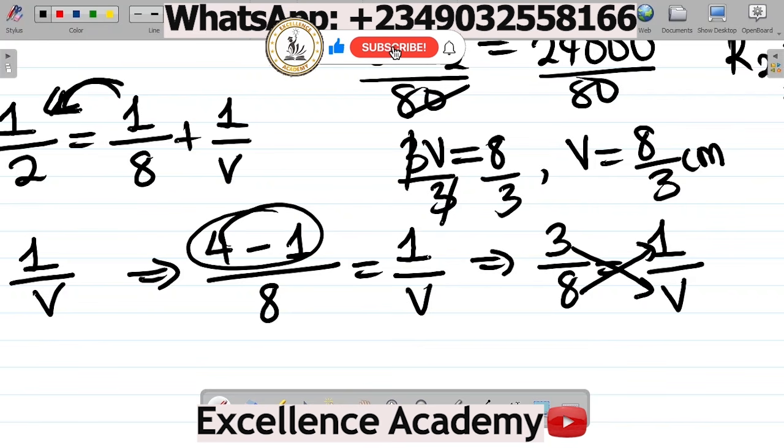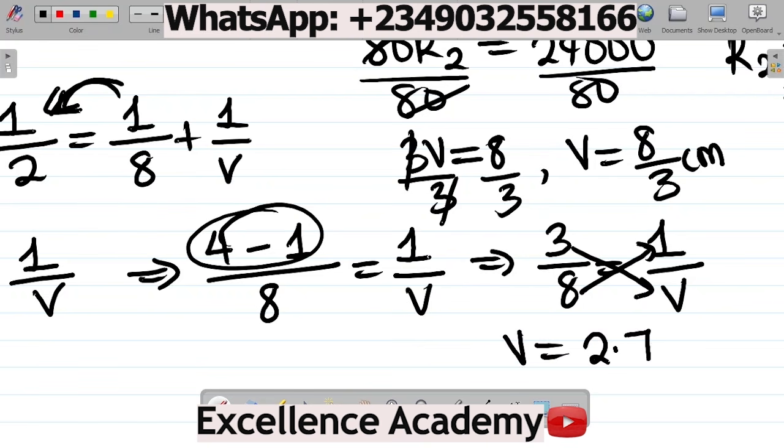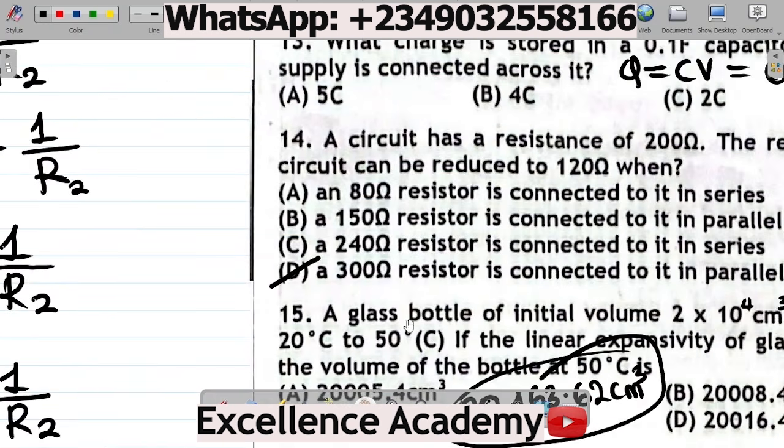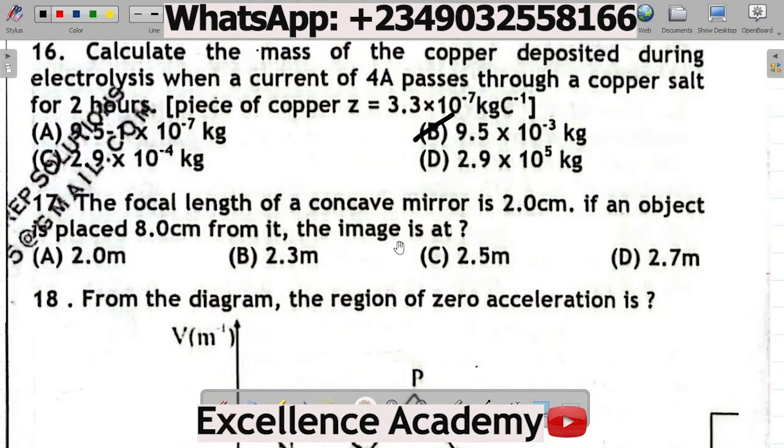If you punch this 8 over 3, let's get this value in terms of decimal. 8 over 3 gives you about 2.6666. So v is approximately 2.7 centimeters. So let's see which option matches that. 2.7 centimeters. This should be centimeters, not meters. You can see this is in centimeters, this is also in centimeters, so it should be in centimeters.